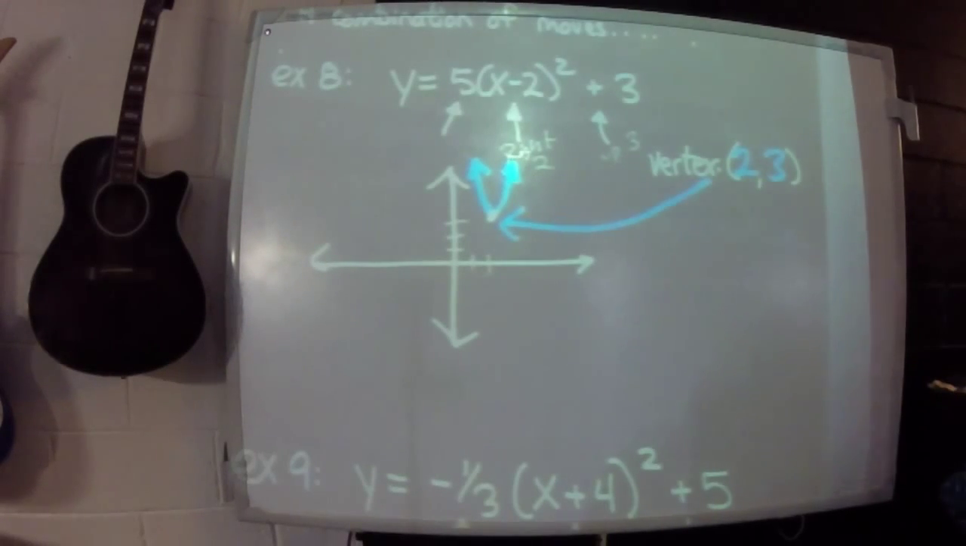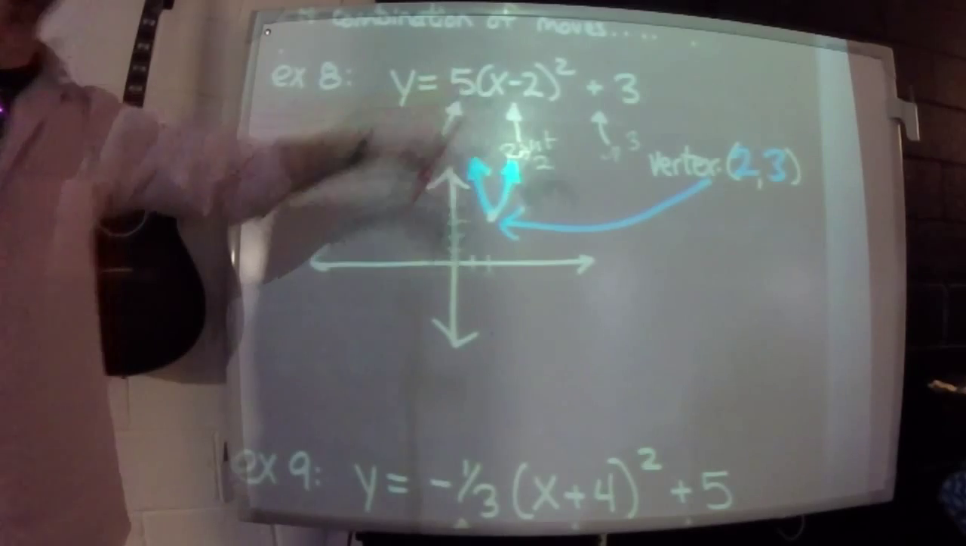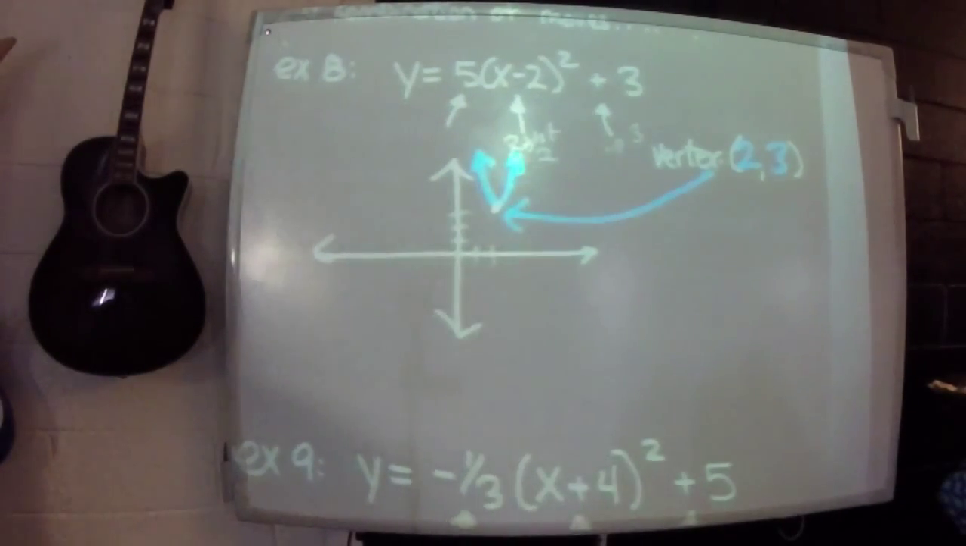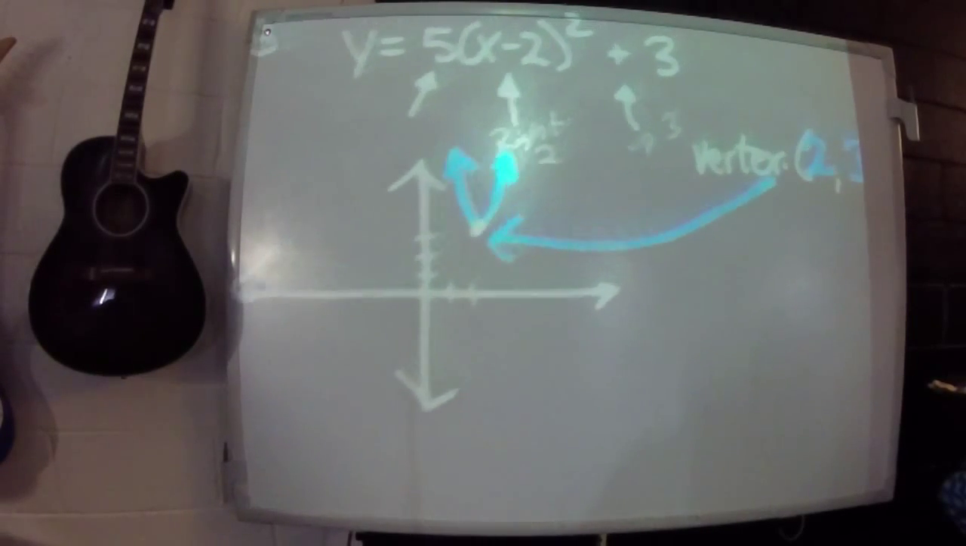So understand how shapes move. The number outside made us go up. The number inside made us go right, even though it's a negative. And the 5 just made us skinnier. Let's do this combo right here. Take a second, make sure you got all that in there.